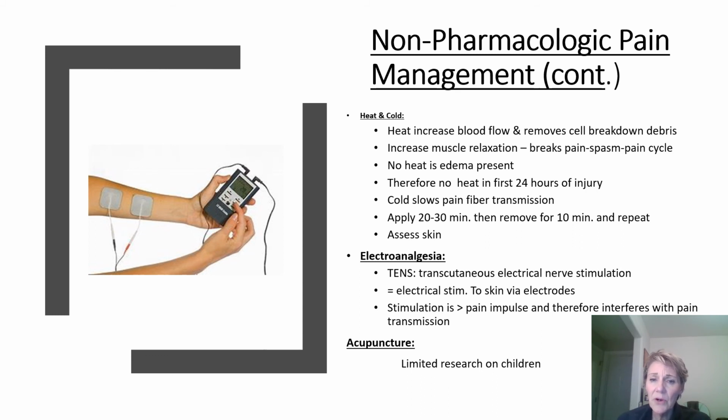TENS units, or electroanalgesia, can be very effective. It is the use of electrical stimulation on the surface of the skin. Electrodes, just like you can see in that picture, are just stuck to the skin, almost like a cardiac electrode or cardiac monitor device. What this does is give a little bit of an impulse to the nerves in that particular area around the injury, and it will actually block the pain transmission. I have used this for an injury I had. It's very effective.